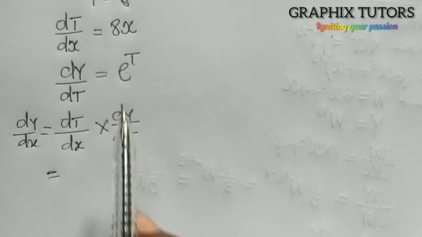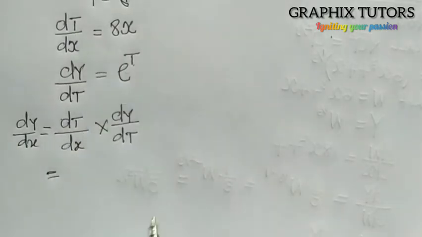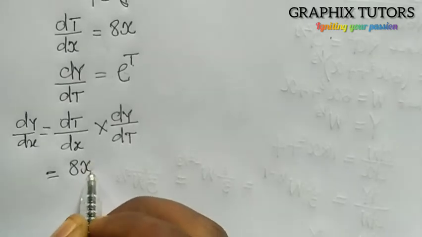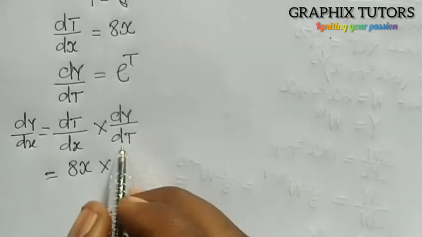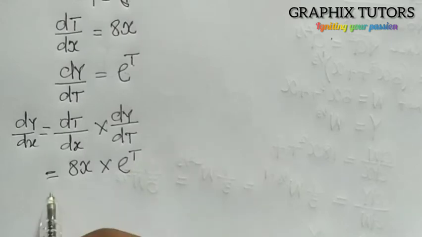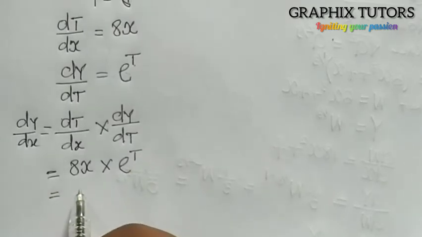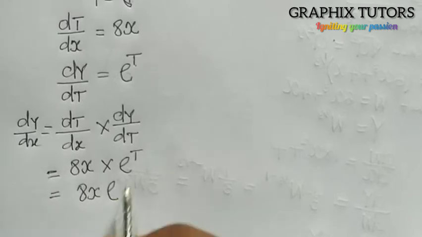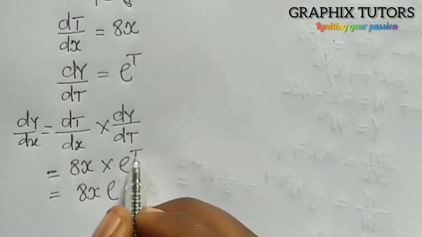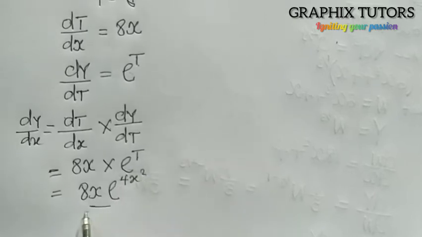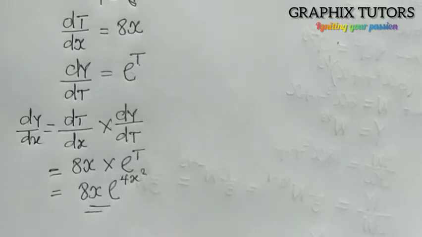So what is my dt over dx? That is 8x. Multiplied by, what is my dy over dt? That is e^t. Right? So this will now give me 8x times e to the power of t. Then what is the t here? The t is 4x squared. So that is my answer in terms of exponential value.